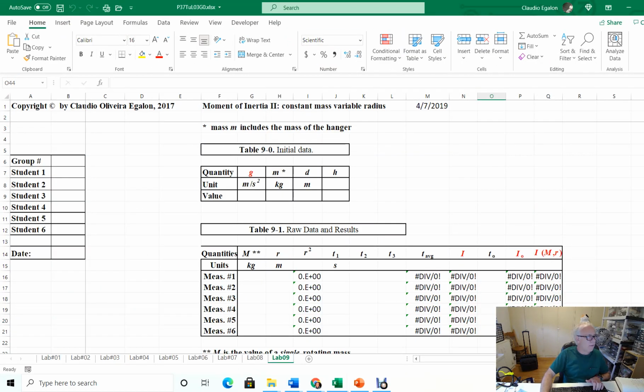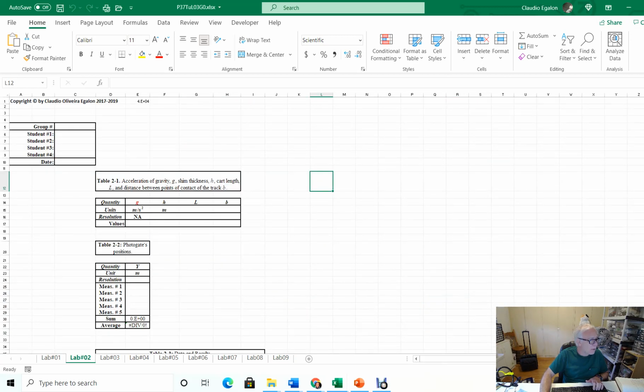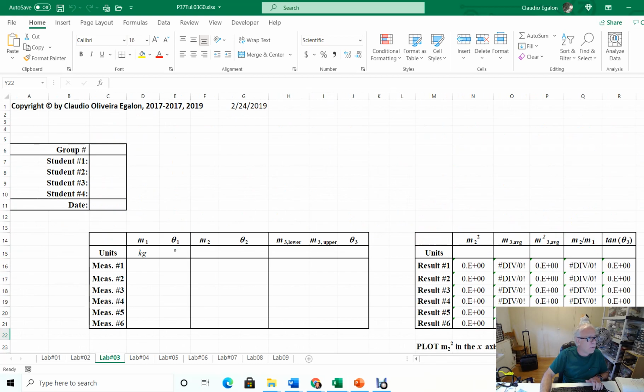So what you have here is a different Excel spreadsheet now, okay? In the previous 2 experiments, I provided you only with the spreadsheet for lab 1. And then in lab number 2, I provided only the spreadsheet of lab number 2. Now this one here is a document that has all the tables for all the labs that we're going to perform this semester. So here is the spreadsheet for lab 1, 2, 3. That's what we're going to do today, right? 4, 5, 6, 7, 8, and 9. So be aware of that.